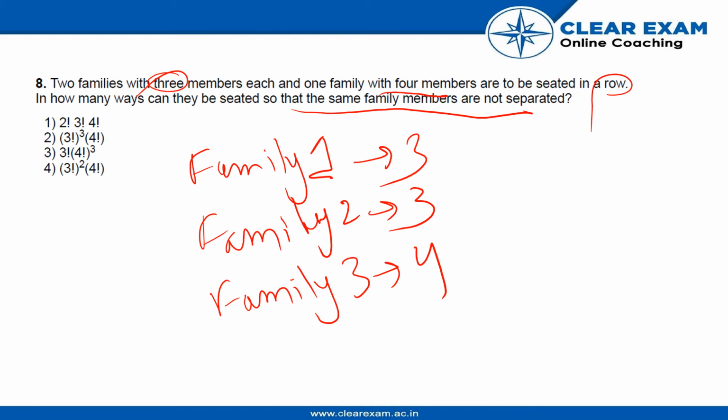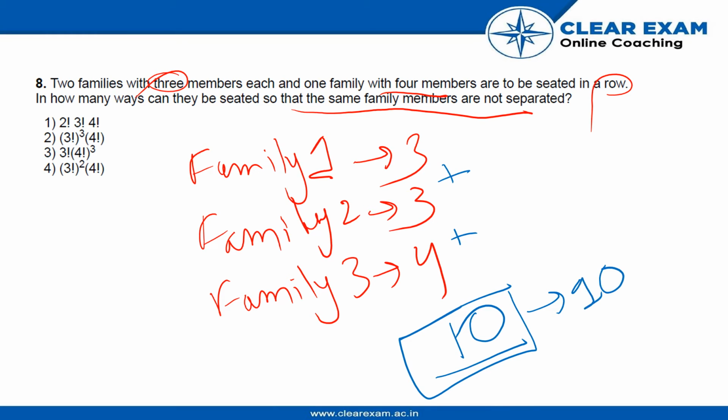So basically what are the total numbers? Total would be 3 plus 3 plus 4. So 6 plus 4, that is basically total numbers in 3 families is 10. So now the total arrangement would be 10 factorial. Now the favorable cases we'll be seeing in the next slide.